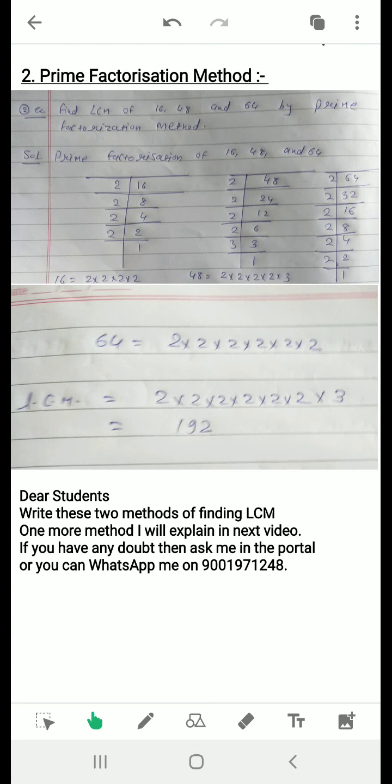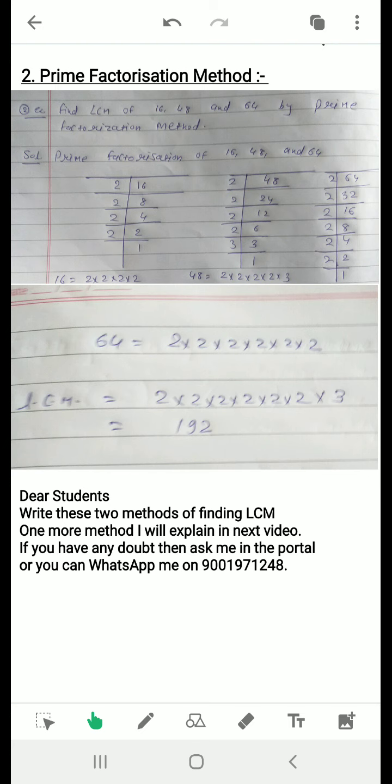Then see the next, any other digit is coming? Yes. Here 3 is coming for 1 time. In the prime factor of 16, 3 is coming for 0 times. It is not coming, that means 0 times. In 64 also 3 is coming for 0 times. So the maximum that we are getting for 3 is 1 time. So we will write 3 for 1 time. Understood? So we will write each prime factor for the maximum number of times they are occurring.